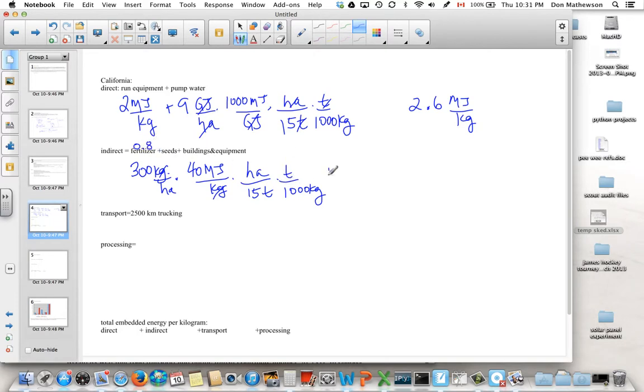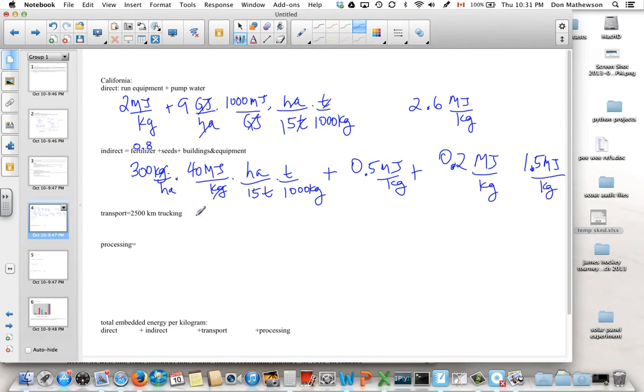Now the seeds were given as 0.5 megajoules per kilogram. And then the farm equipment, which lasts for quite a long time. So on an annual basis, there's not really that much. So if you add this all up, the 0.8 here for the fertilizer, the 0.5 and the 0.2, you end up with an indirect energy contribution of 1.5 megajoules per every kilogram of tomatoes.